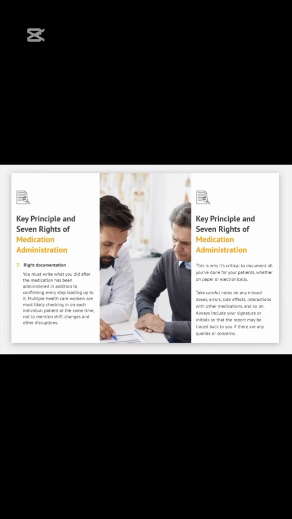or electronically. Take careful notes on any missed doses, errors, side effects, interactions with other medications, and so on. Always include your signature or initials so that the report may be traced back to you if there are any queries or concerns.